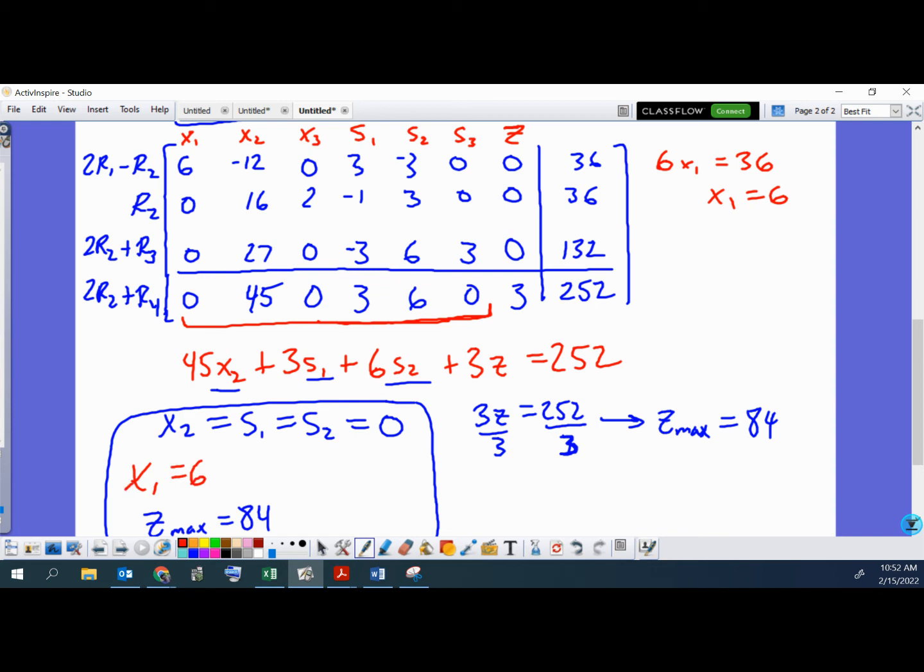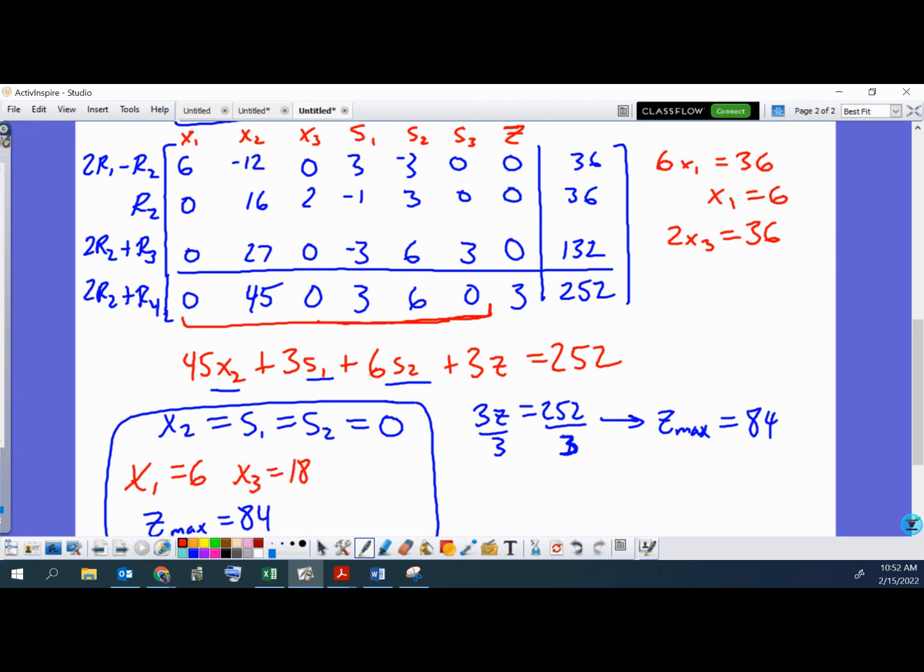Okay, and then we do the same thing in the next row. Again, that's 0. 2x3, that's 0, equals 36. So we get 2x3 equals 36. And so we get x3 equals 18 when you divide.